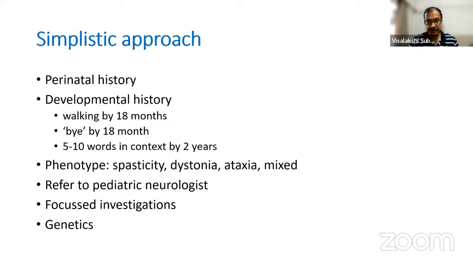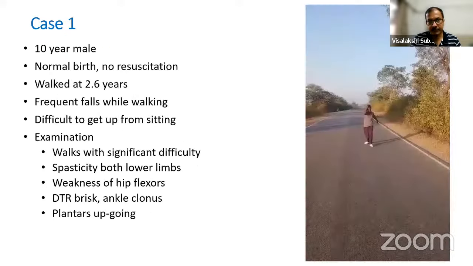So, are they spastic? Are they dystonic? Are they ataxic? And nobody comes like textbooks. So, are they mixed? And clearly, these patients would benefit from being referred to the pediatric neurologist. And invariably, they would require focused investigations, and it would start with neuroimaging. And then in the majority of the cases, once we have a certain idea about what we're dealing with, then targeted genetic investigations might help in coming to a conclusive diagnosis.